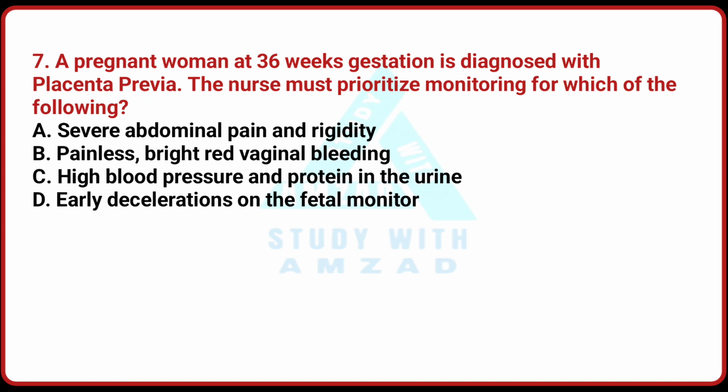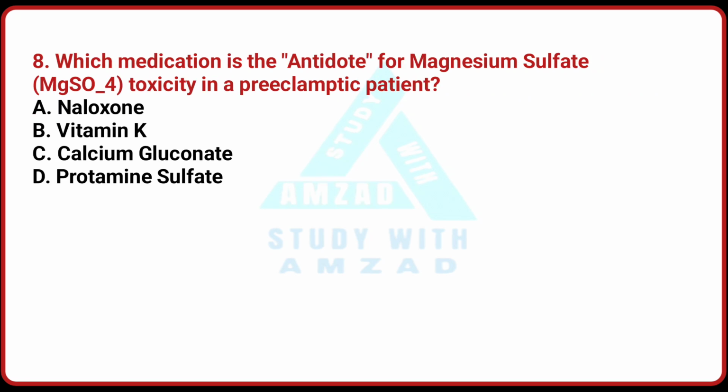Next question, question number 8. Which medication is the antidote for magnesium sulfate (MgSO4) toxicity in a preeclamptic patient? Option A. Naloxone. Option B. Vitamin K. Option C. Calcium gluconate. Option D. Protamine sulfate.